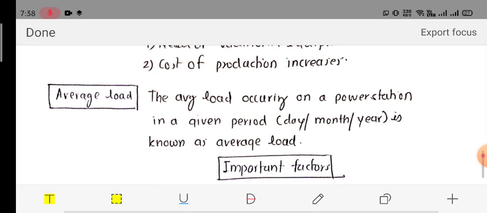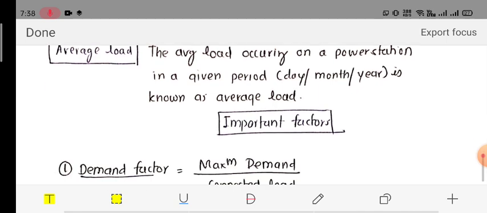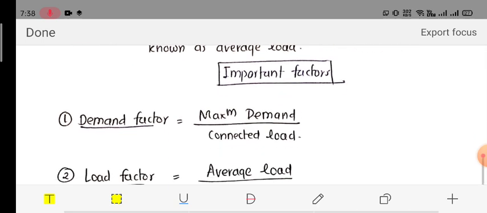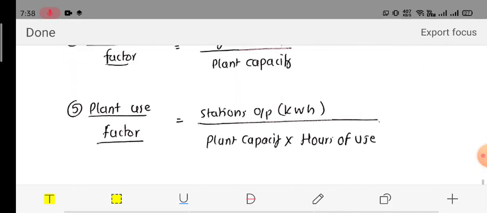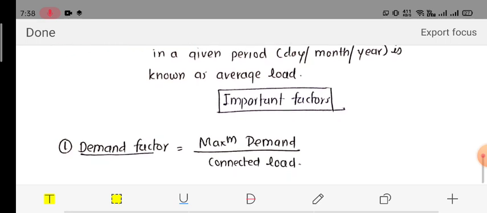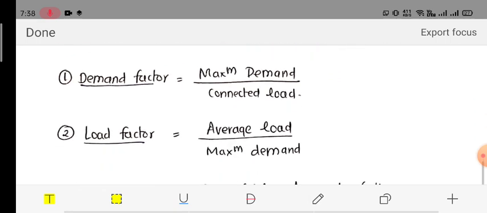Okay, then there is average load. Average load occurring on a power station in a given period of, let's say, a day or a month or a year is known as average load. Then there are some important factors which we need to calculate in a numerical: demand factor, load factor, diversity factor, plant capacity factor, and plant use factor. Okay, now we will see one by one.